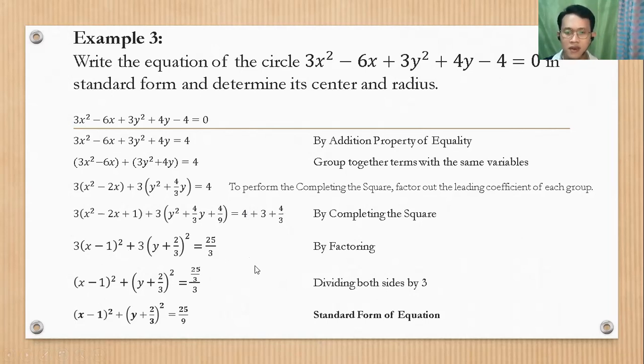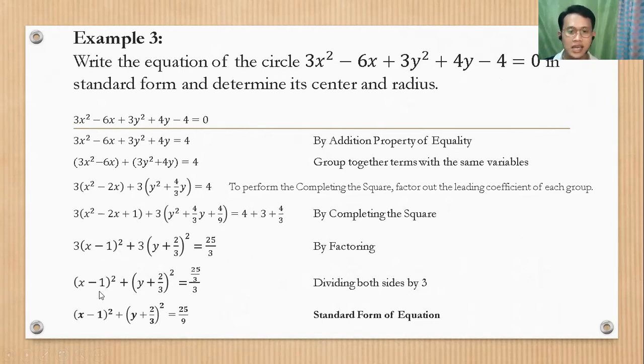Sir, why do we need to divide both sides by 3? As you can see, we have a leading coefficient 3 and 3, to make your equation more efficient. So it's like reducing that one since it can be simplified by dividing by 3. So by dividing both sides by 3, why both sides? Since this is an equation, both sides should be operated. So when you divide the left side, you need to divide the right side. So that's why I wrote it there, dividing both sides by 3.